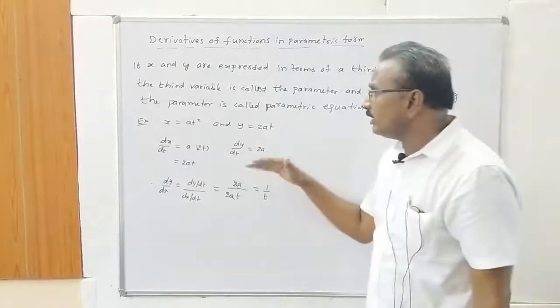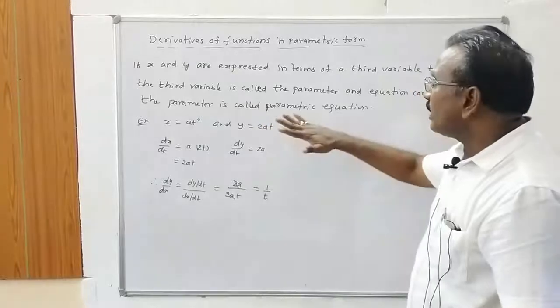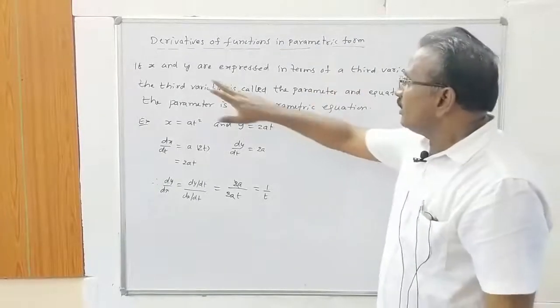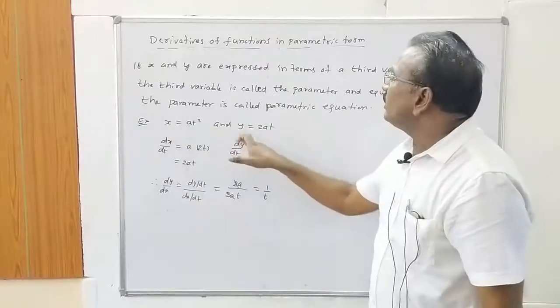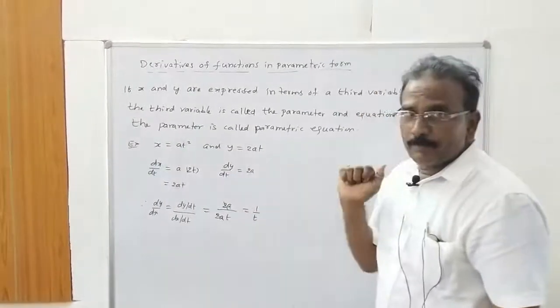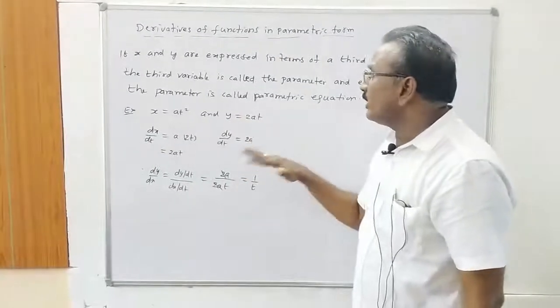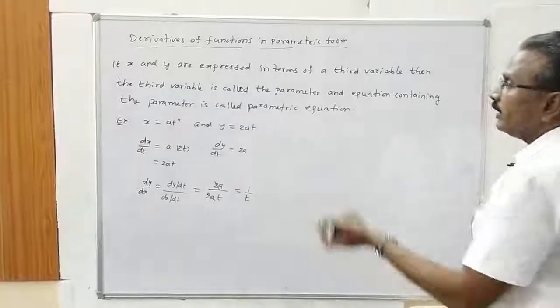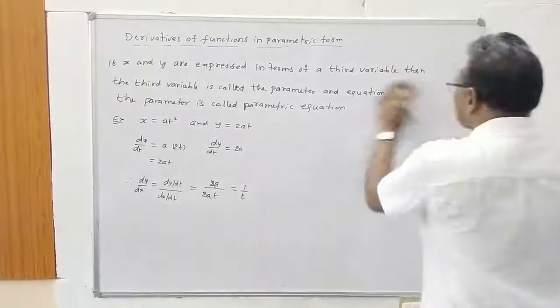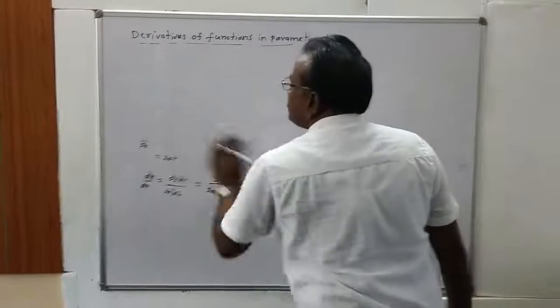This is the method to find dy by dx when the parametric equations are given. Again, what is parametric form of equations? If x and y are expressed in terms of a third variable, either t or theta, such functions are called the parametric form of equations. Right. So exercise 5.6.